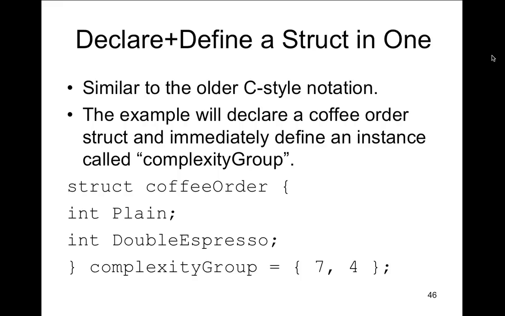So declare plus define the structure in one, in terms of the declaration and the uses of it, similar to the older C-style notation. The example is going to declare a coffee order structure and immediately define an instance of it called complex coffee. You just put it on the last line, after the closing square bracket. If you did this in C++, it's the same thing, actually, in Objective-C. So it's the definition and then the initialization of a new type all in one. It's kind of a shorthand method.